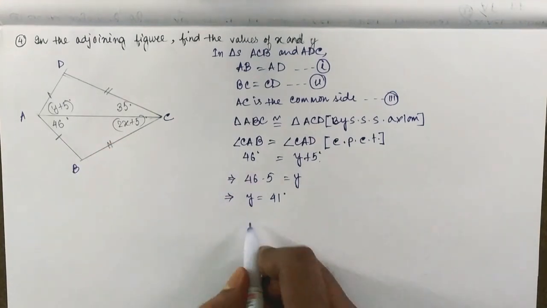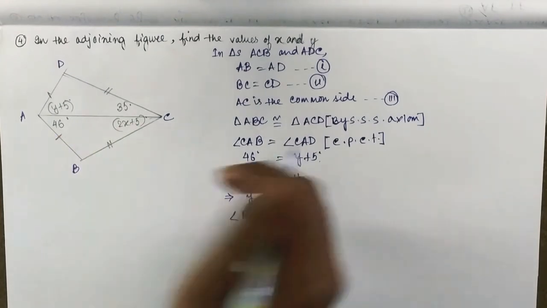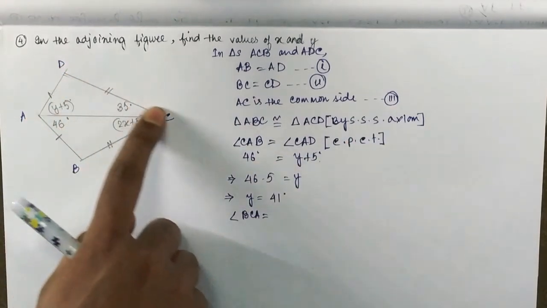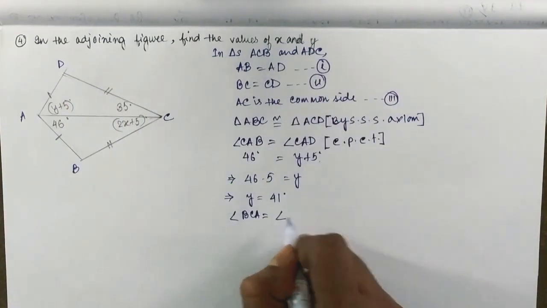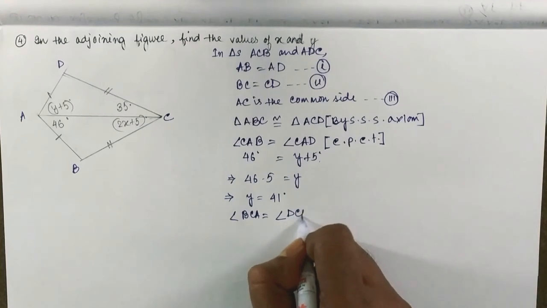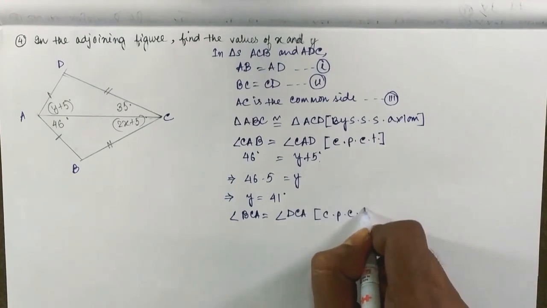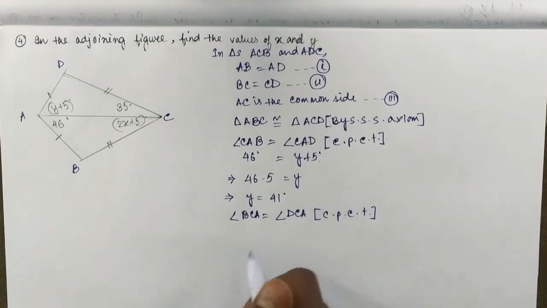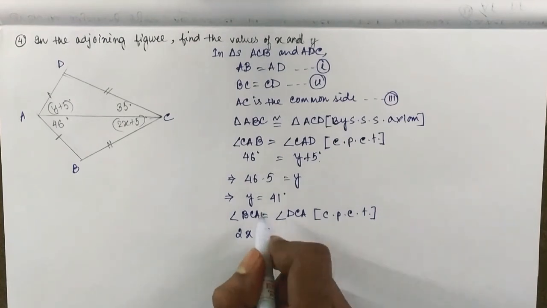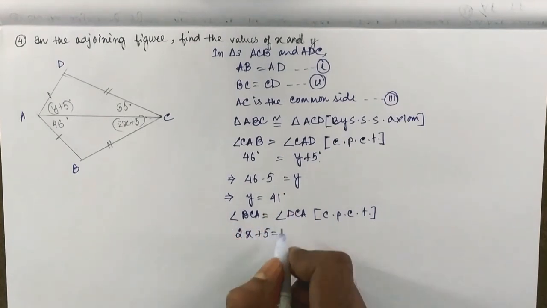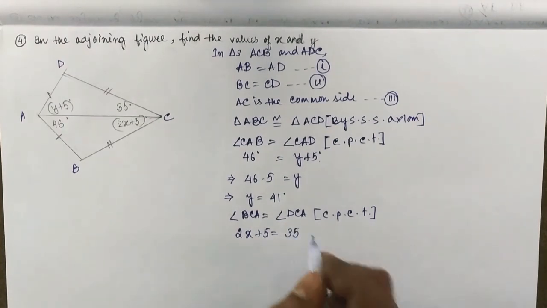Next see this angle BCA. Now the position of angle BCA is same as the position of angle DCA in triangle ADC. Means what? It means that these two angles are also the corresponding angles in congruent triangles. I am writing it in short form. So from here you can write therefore, BCA was 2x plus 5. So in place of BCA I am writing 2x plus 5 and DCA was 35.